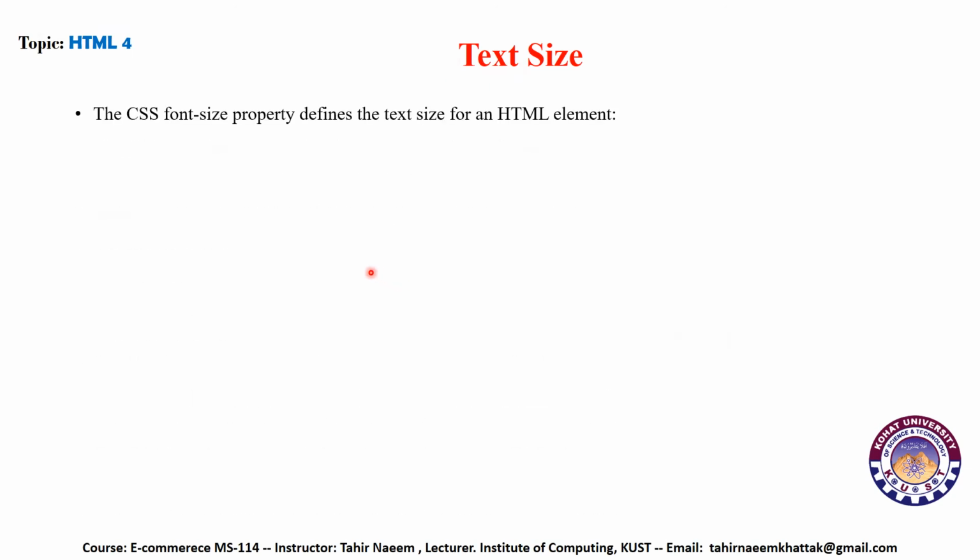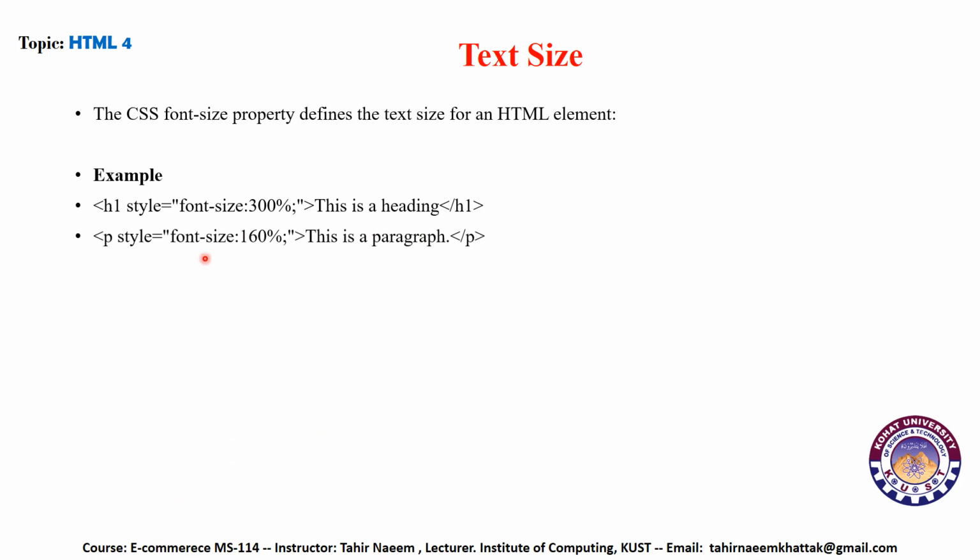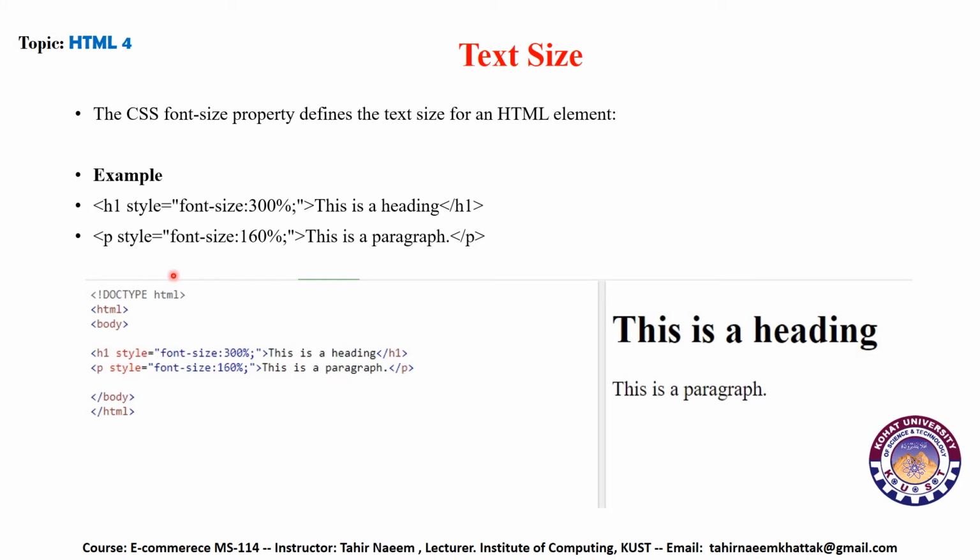Text size. The CSS font size property defines the text size for an HTML element. Example. H1 style is equal to font size 300%. This is heading 1. P style font size equal to 160%. This is paragraph. As you can see from this code, this is the heading, this is the normal text, and I have increased its font size to 300%. While this is paragraph, it's a normal text, and I have increased its font size into 160%.